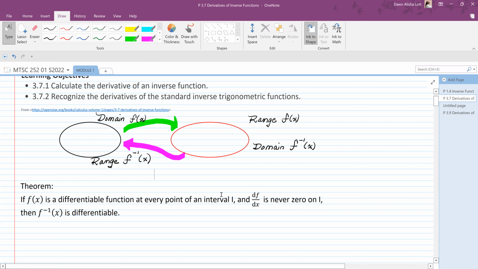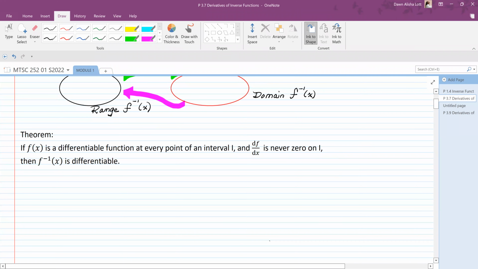All right, so if the derivative of f is never zero, then the function f inverse is also differentiable. In other words, you can find the derivative of that function. All right, so how do we do that?